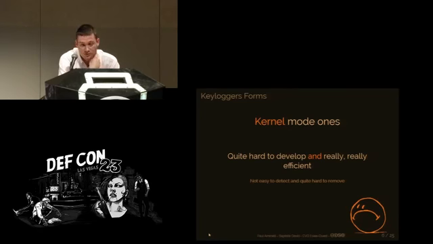But it's a bit harder to develop because you need to develop a driver and you need to have specific rights, like admin rights to install the driver on the system, and on x64 Windows subsystems, you need to sign the driver, which means you have to have a certificate and stuff like that. So it can be a bit more difficult to broadcast your threat with kernel mode keyloggers.